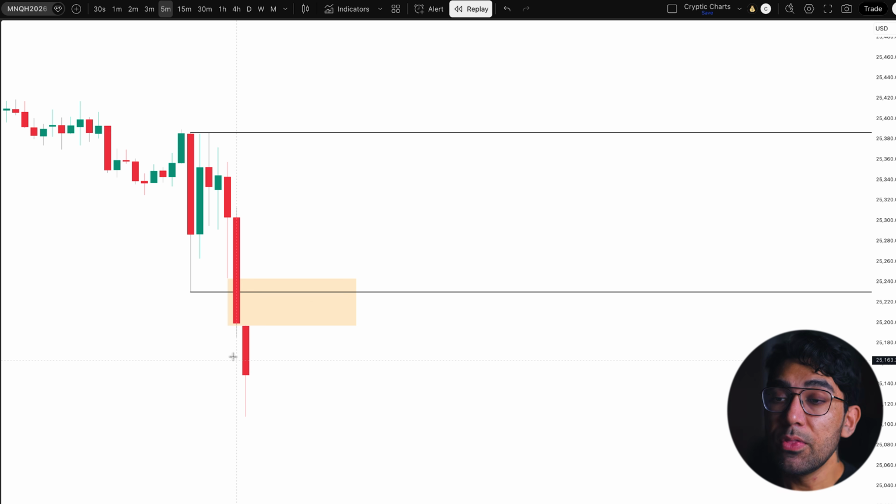And look, to be clear, the fair value gap sequence we're seeing here is very, very important to give us the direction of the trade, but it isn't the entry of the trade.